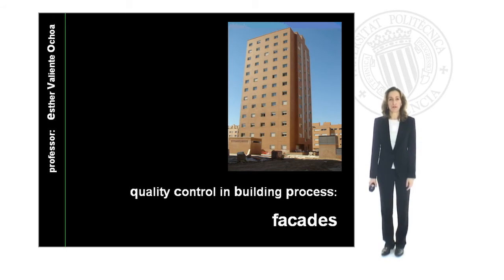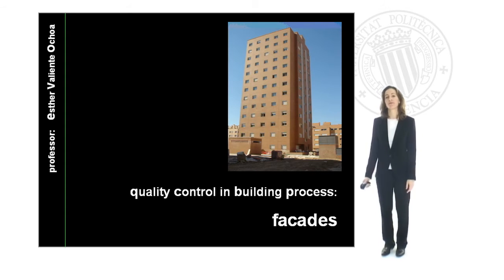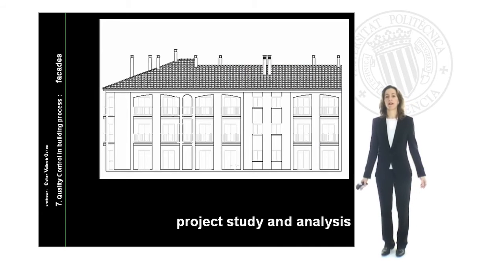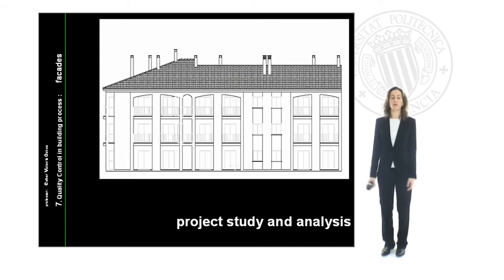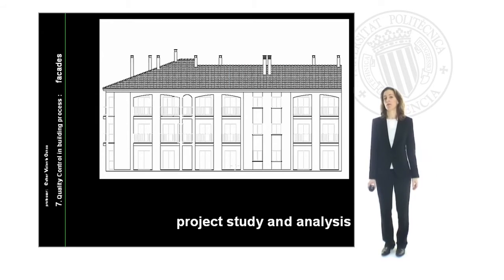Hello. We are going to see the quality control in the building process at the Facades unit. First of all, we are going to begin with the study and analysis of our project. We will look for the last details and the characteristics of the materials that we are going to use in this unit we are going to make in our building.